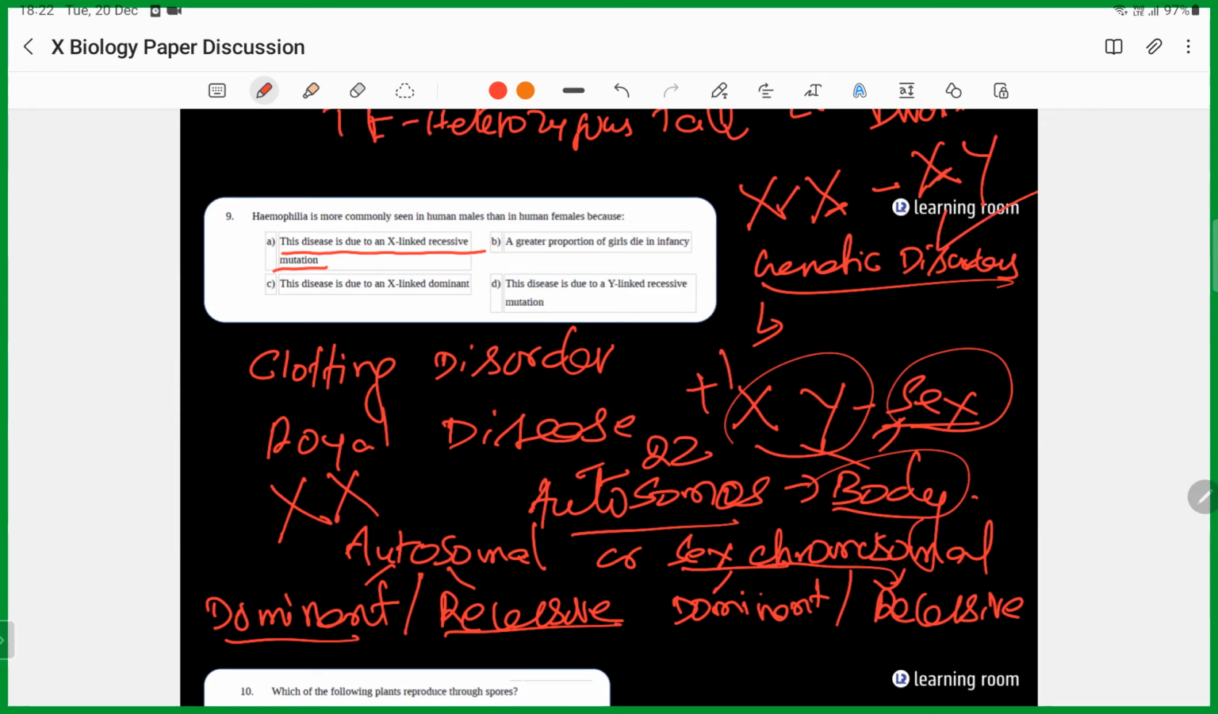That's why this disease is called what? Sex-linked. The gene is connected with the sex chromosome, so it is a sex chromosomal recessive disorder. That's why the male, having only one X chromosome, is easily affected. Okay, so this is one important area we should know.